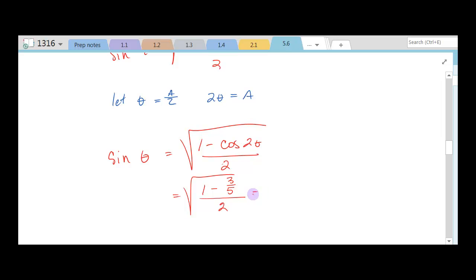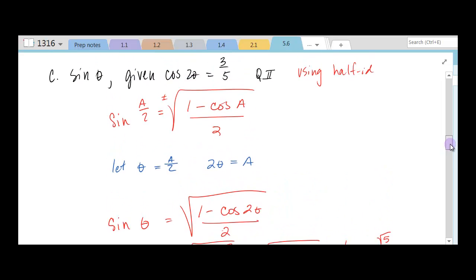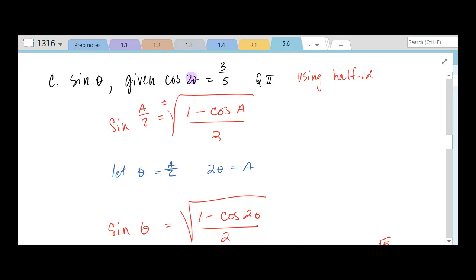Simplify this. So 1 minus 3/5 would be 2/5, divided by 2 or multiplied by 1/2. Those two cancel, and I'm left with 1 over the square root of 5, which simplifies into the square root of 5 over 5. And that's the exact value for the sine of theta given the cosine of 2 theta.